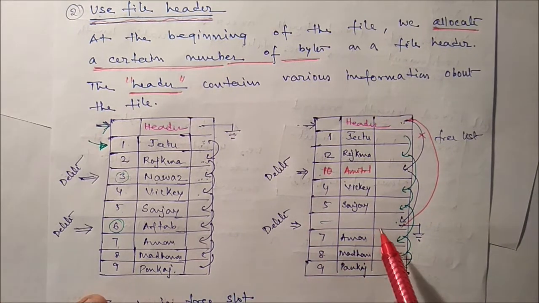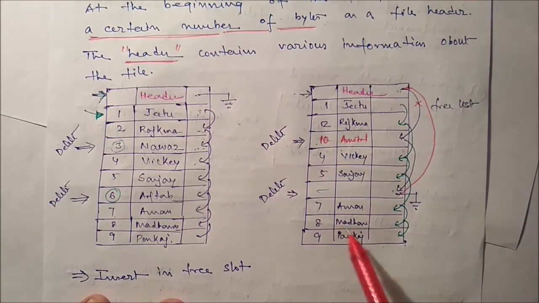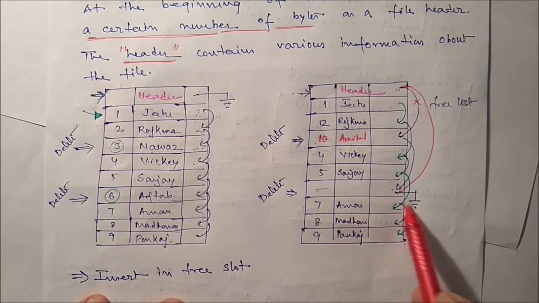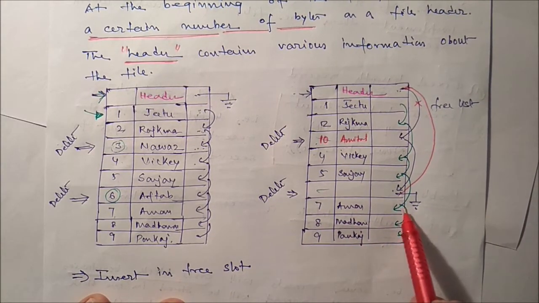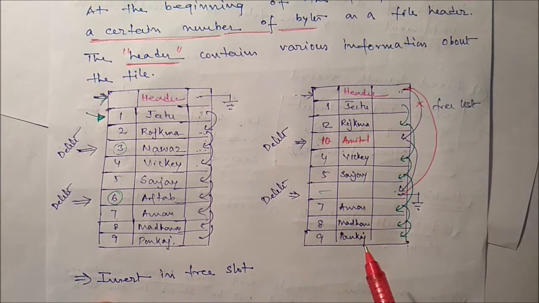So if the database wants to delete one, easily you can delete, and you have to change the pointer address of this particular link, so that easily you can insert and delete data.